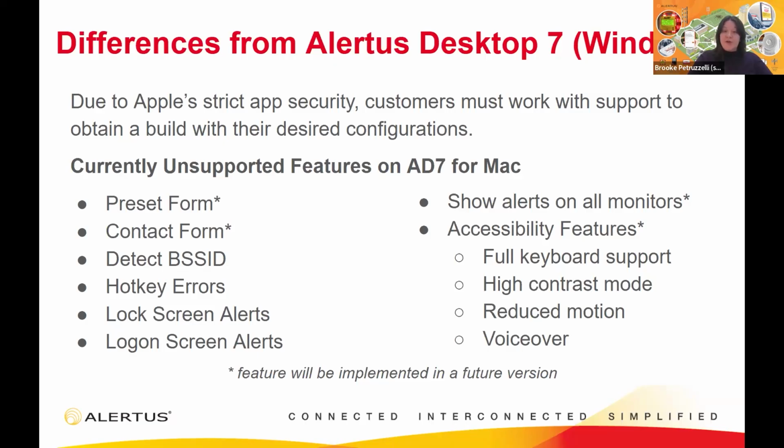Please be aware of the features that are currently unsupported on Alertus Desktop 7 for Mac. Preset form and contact form are currently unavailable, but are scheduled to be implemented in a future version. Detect BSS ID, hotkey errors, lock screen alerts, and logon screen alerts are not supported as well, as Mac security does not allow access to these pages and information. We are also working on adding the full suite of accessibility features, including full keyboard support, high contrast mode, reduced motion, and voiceover, as well as the ability to show alerts on all monitors in a future release.